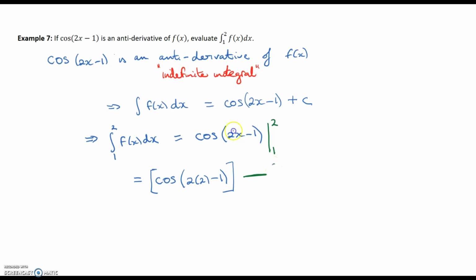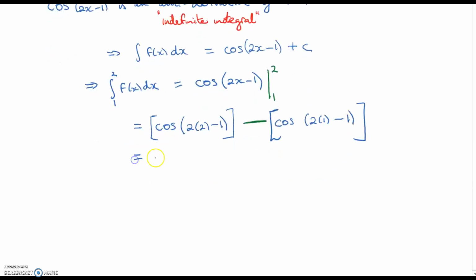Apologies for the inaccuracy. And now we put in the lower limit, cosine of 2 times 1 minus 1. Okay. Well, that's going to be the cosine of 2 times 2 is 4. 4 minus 1 is 3. So the cosine of 3 minus the cosine 2 times 1 is 2 minus 1 is 1. Okay. Now, we don't have any way of simplifying that without a calculator.